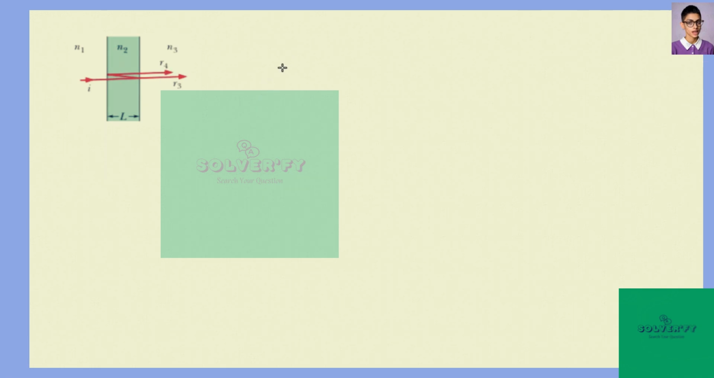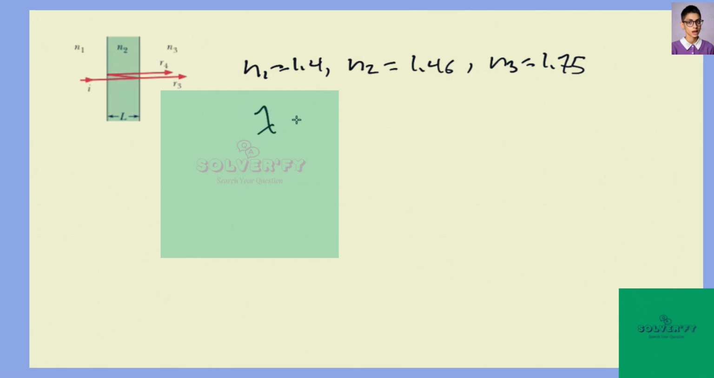The information they give us is that the indices of refraction are N1 equals 1.4, N2 equals 1.46, and N3 equals 1.75. The vacuum wavelength of the light is 482 nanometers.